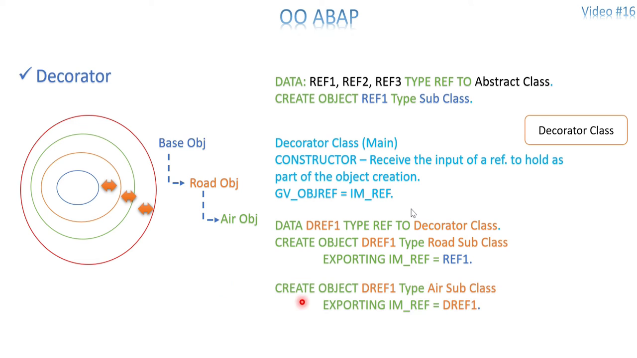Very simple. So create object of type air subclass. This reference is always a decorator main class reference, and the previous one, meaning my base class object reference, I'm sending as my input. So two steps: create an object for my air subclass plus additionally please hold my base class reference information in your class variable. That's it. So this is the main design of how we can achieve decorator with these particular steps.